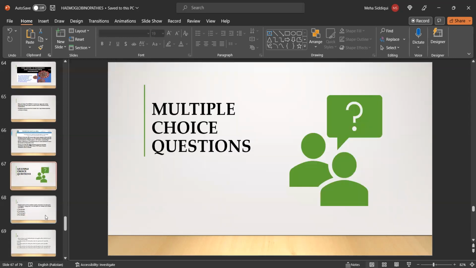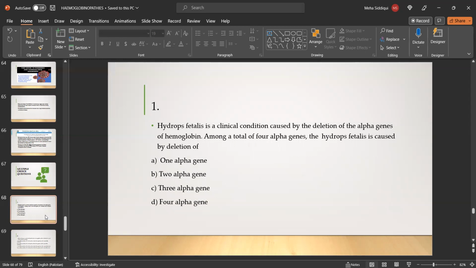Now, moving on to multiple choice questions. MCQ number 1. Hydrops fetalis is a clinical condition caused by the deletion of alpha genes of hemoglobin. Among a total of 4 alpha genes, it is caused by deletion of: A, 1 alpha gene; B, 2 alpha genes; C, 3 alpha genes; D, 4 alpha genes. Any guess? D is the right option, that is 4 alpha genes.